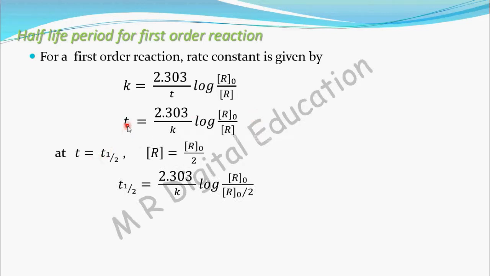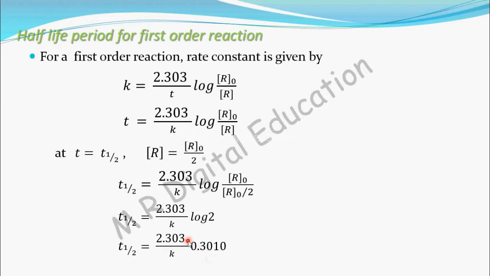t equal to t half, and keep this 2.303 by k as it is, log as it is, and R naught as it is. See, and fill this R by R naught by 2. In this equation R naught will get cancelled and 2 will come upside. It will become log 2. You know that value of log 2 is 0.3010. So value of log 2 is 0.3010.